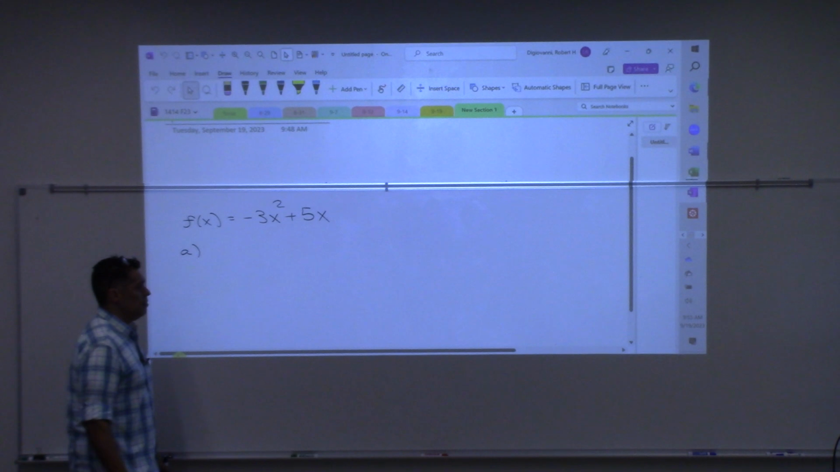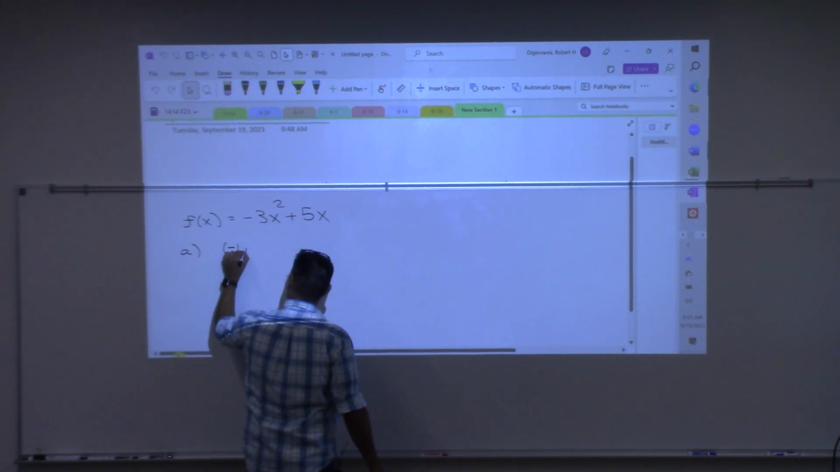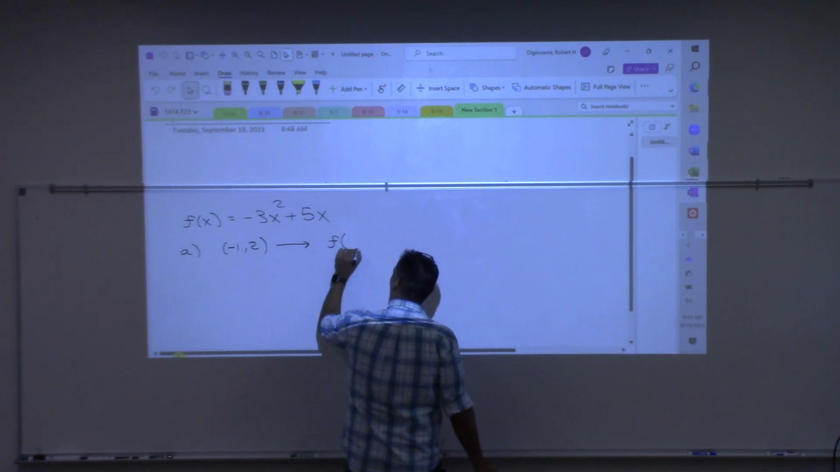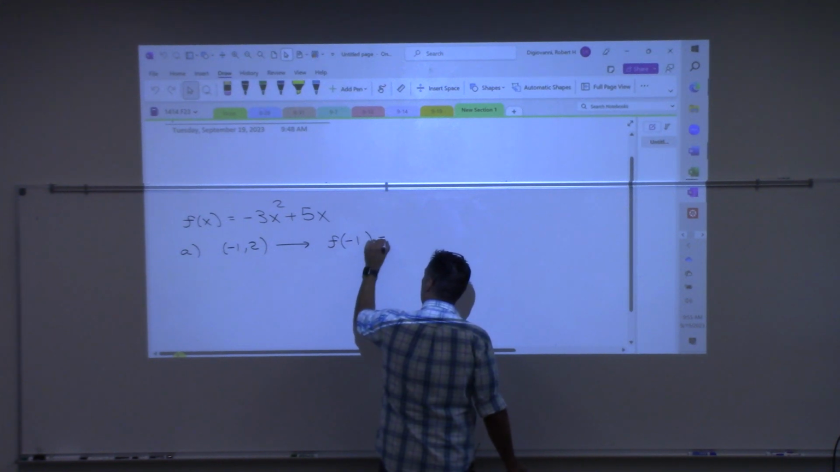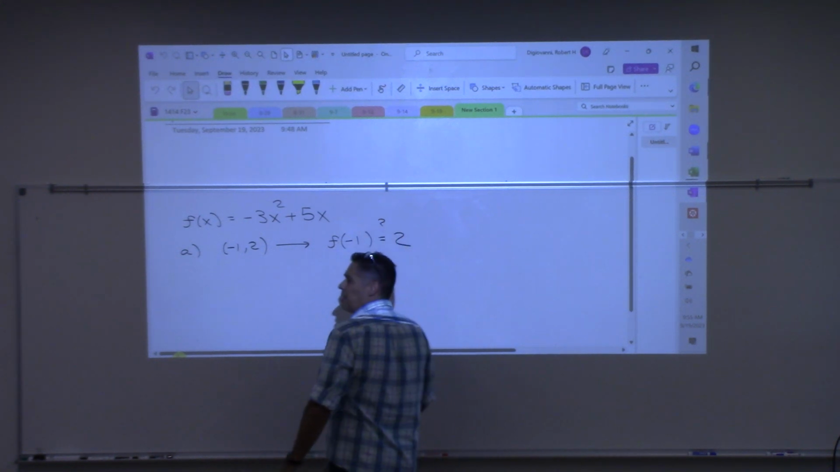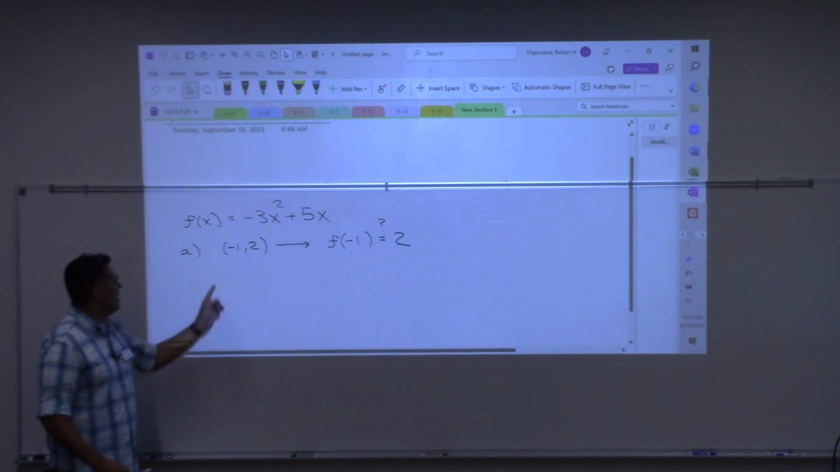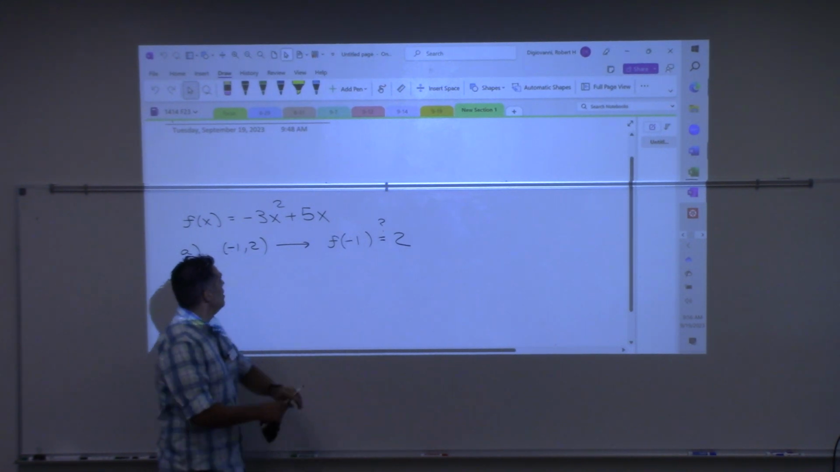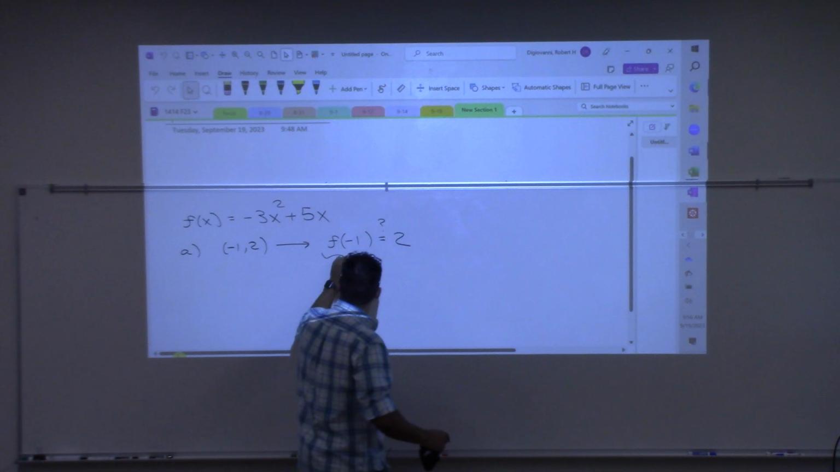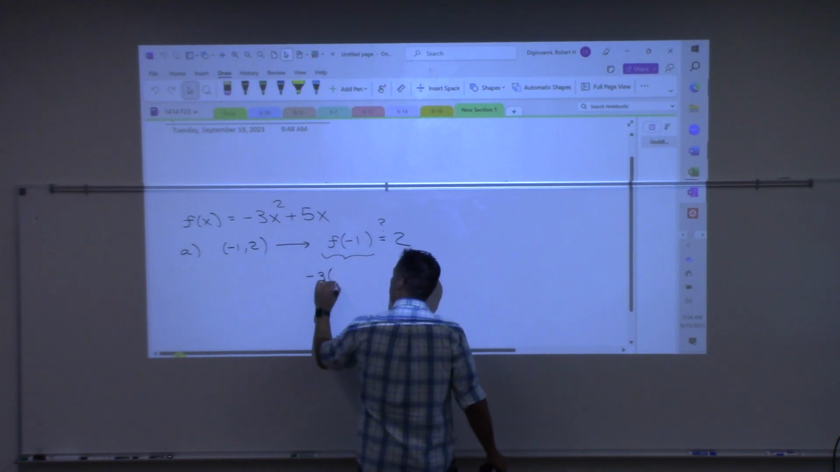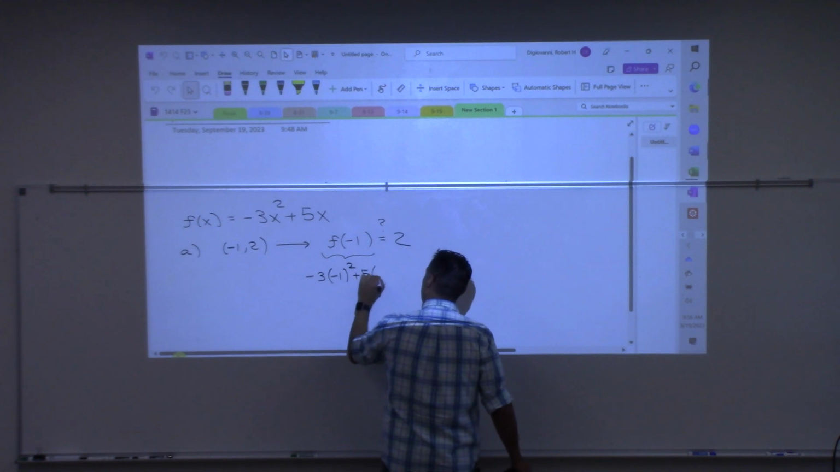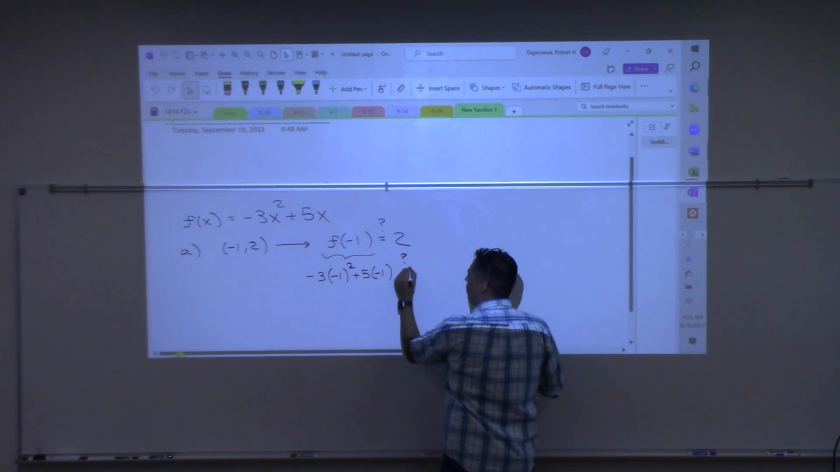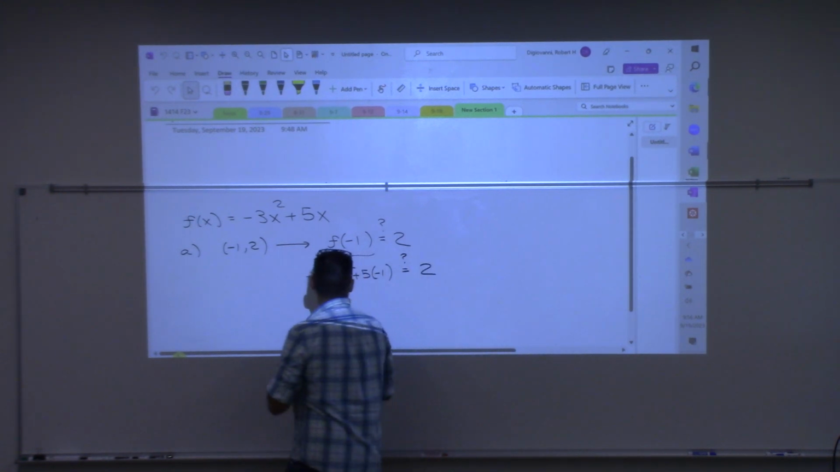Yeah, so what we want to do, this negative 1, 2 being on the graph means that when you plug negative 1 into the function, you should get 2, right? And that's the question. Does that happen? To say this point is on that graph means that when I plug negative 1 in for x, it spits out 2. So let's plug negative 1 into this. Plugging in negative 1: negative 3 times negative 1 squared plus 5 times negative 1. That's what happens when you plug negative 1 into the function. We're asking ourselves, is that equal to 2? Is it?